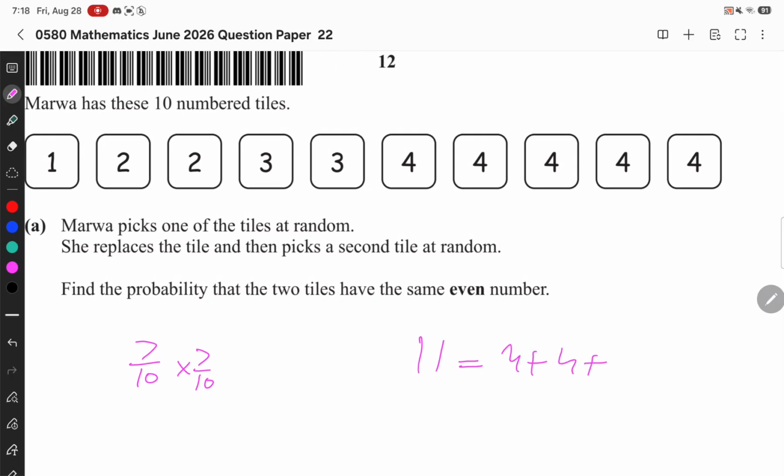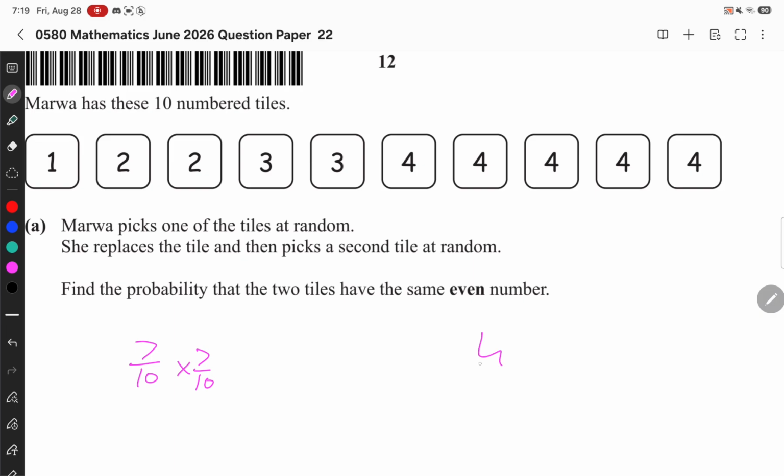4, 4, and if you pick another 4, then this is 12. Let's go down a bit. 3. Lucky guess, because that's the only way I know. I haven't checked the marking scheme. I do not really check marking schemes. I don't know why, but this is the method I found. 4 plus 4 plus 3.